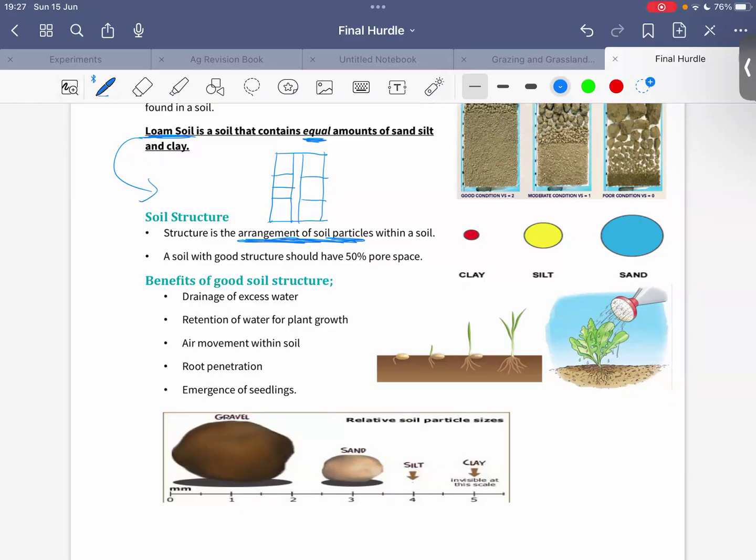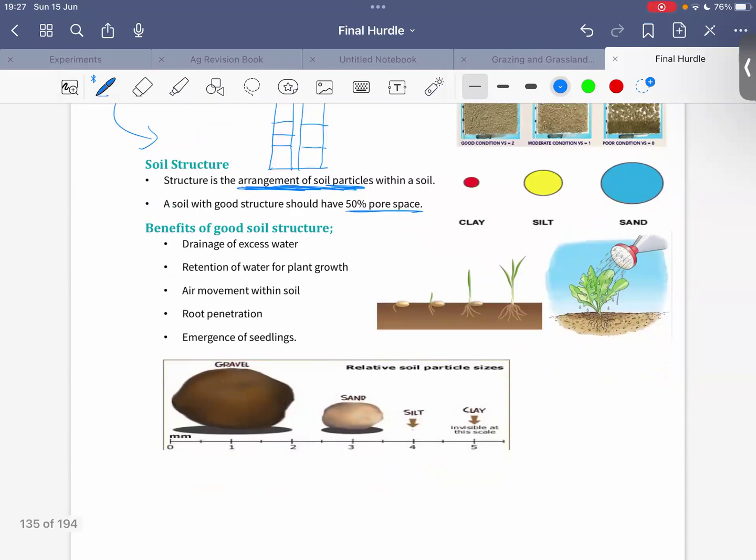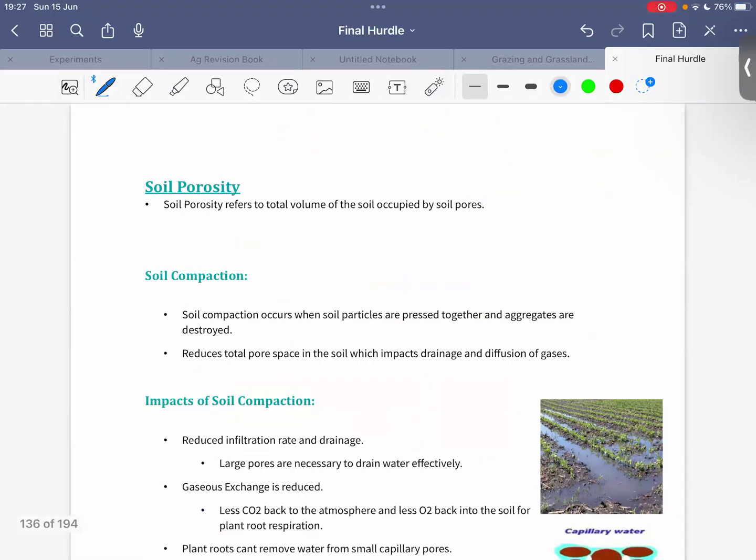A soil with a good structure is 50% pore space. Benefits of good soil structure is going to be drainage, retention of water, air movement, root penetration in regards to your tap roots or your fibrous roots, and emergence of your seedlings. Okay, they're the benefits of having good soil structure, the arrangement of your soil particles.